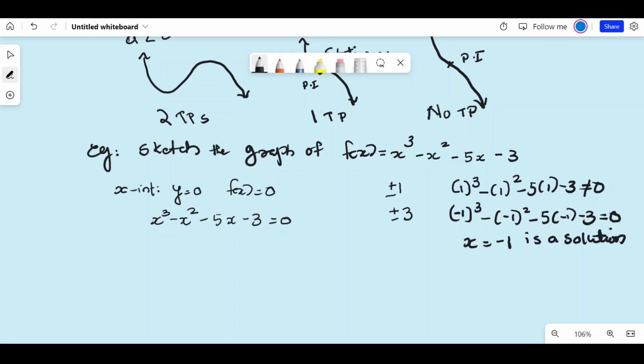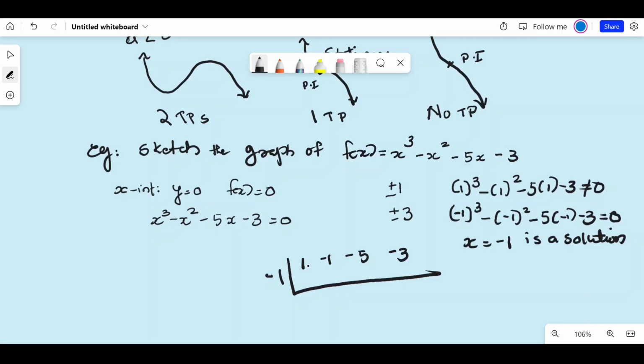That is the meaning of getting 0 when you put x equal to negative 1. So that means let us use the synthetic division. In synthetic division, you use that one solution, which is minus 1, and write the coefficients of the cubic function: 1, negative 1, negative 5, negative 3.